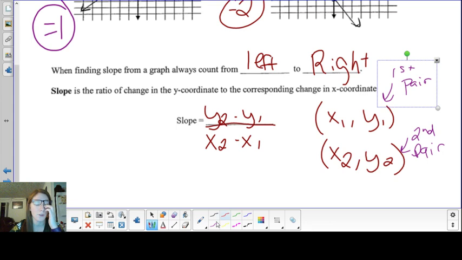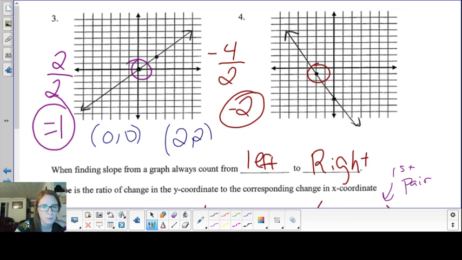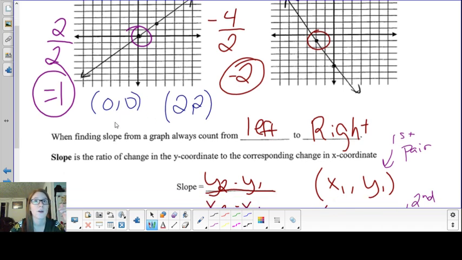So typically when you see these in points, if I take, say I'm talking about the graph here for a second, we said that my points on graph number 3 were at 0, 0 and 2, 2. If we're looking at this not on a graph, but just find the slope between these 2 points, we would take the 2, 2 being the second pair and the 0, 0 being the first pair.